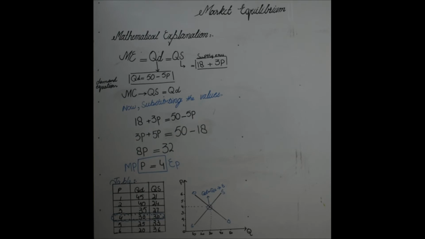So we will start with example 1, where our market condition is QS is equal to QD. We can identify that this is our equilibrium situation, where QS is equal to QD, meaning quantity supplied is equal to quantity demanded. We have two equations I have written on the board: QD is equal to 50 minus 5P and QS is equal to 18 plus 3P. This is our demand equation with the negative sign and the supply equation with a positive sign.